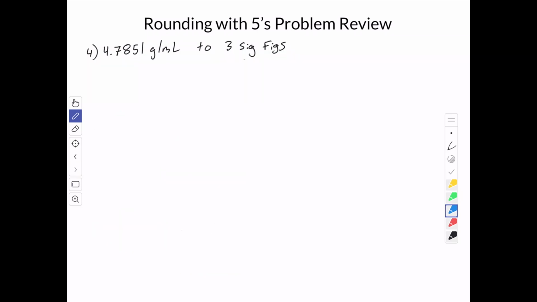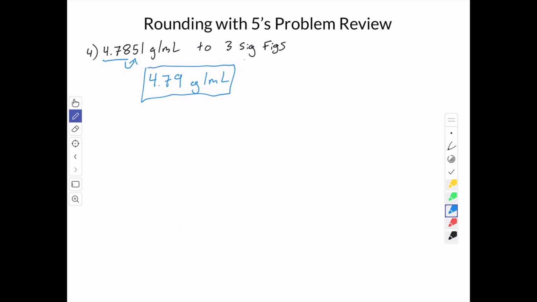All right, last question. We're rounding 4.7851 grams per milliliter to 3 sig figs. Underline. The 8 is what we're rounding. Look to the right. There's that 5. Again, I'm going to look to the right of the 5. Is it non-zero numbers? Yes, there are. Great. That means I can round my 8 up. So, 4.79 grams per milliliter.